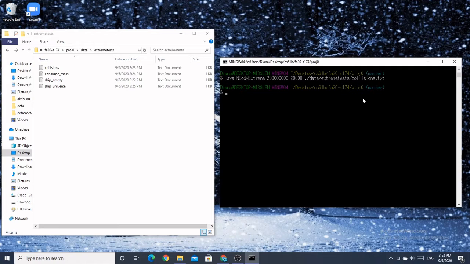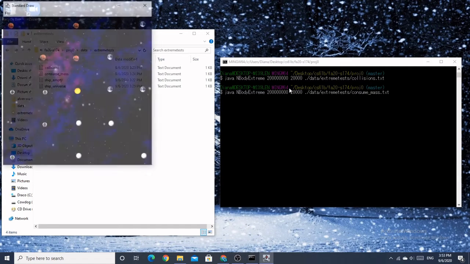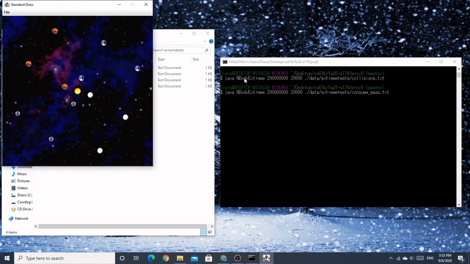Now, when two objects collide with each other in this project, they do not always bounce off of each other. So this is the second functionality I've added. If something collides with a sun or a black hole, then that sun or black hole will actually consume the mass of the object that it collides with.